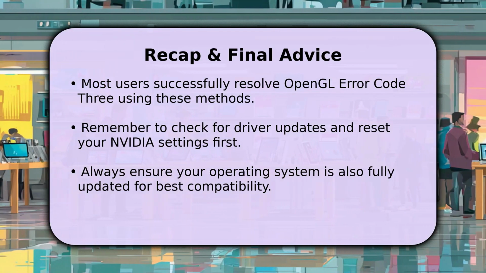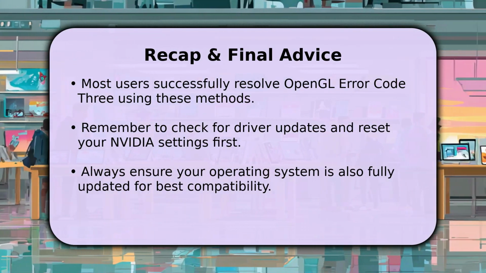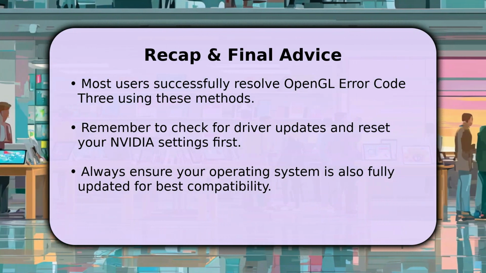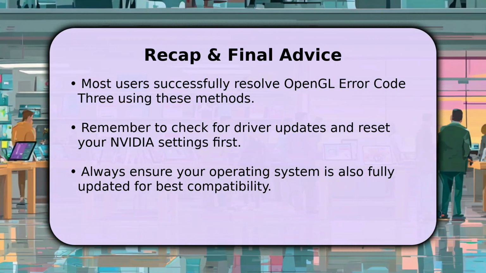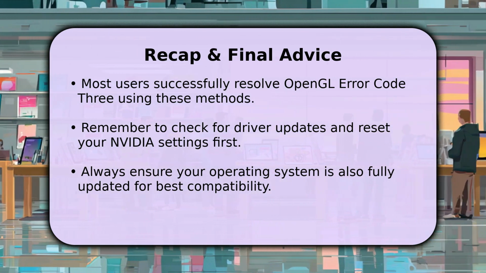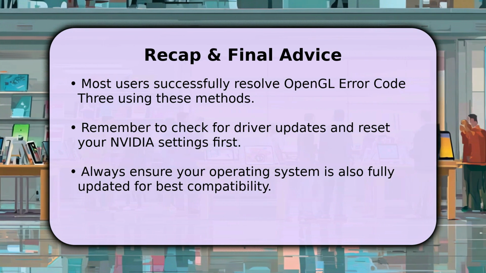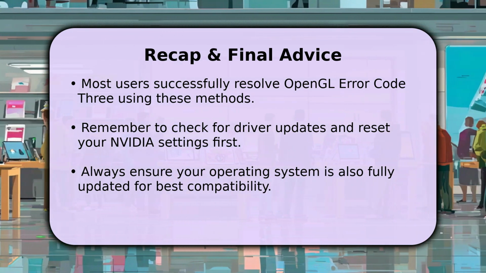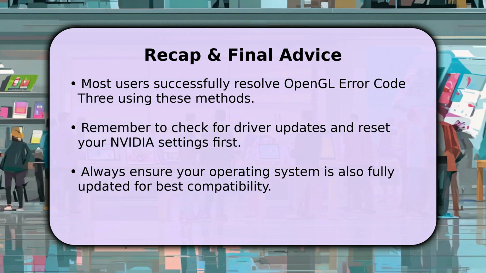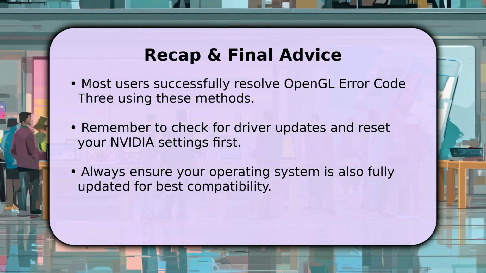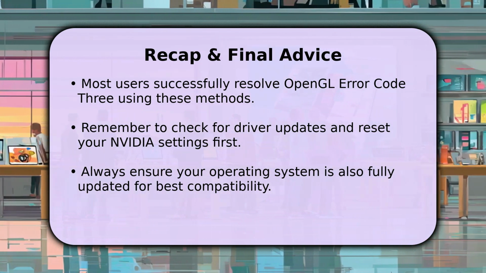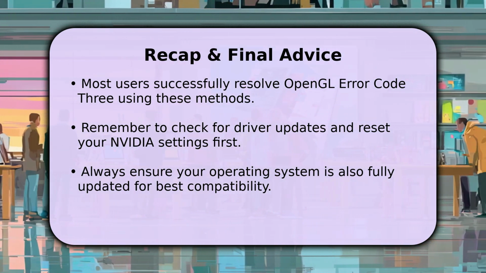Most users find that one of these common solutions successfully eliminates the NVIDIA OpenGL Error Code 3. Always begin by ensuring your graphics drivers are up to date or performing a clean reinstall if necessary. Don't forget to check your NVIDIA control panel settings, resetting them to default if you suspect a conflict. Finally, keep your Windows operating system fully updated, as this helps maintain overall system stability. Hopefully, your games and applications are now running perfectly.